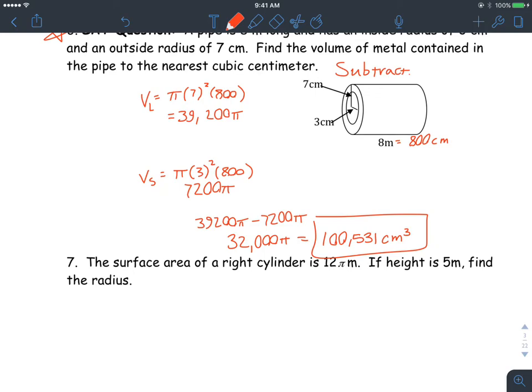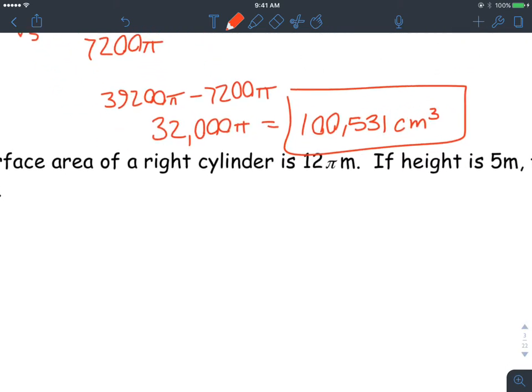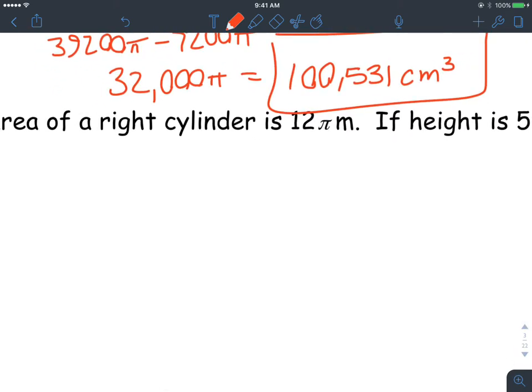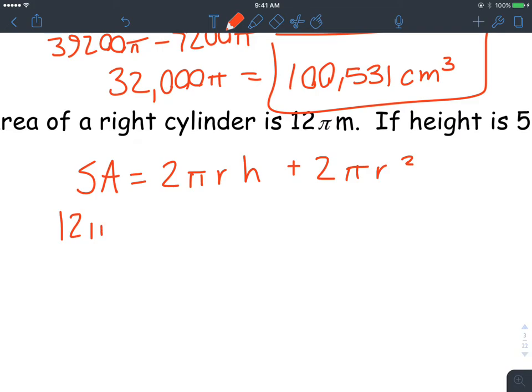So, okay, let's see here. The surface area of a right cylinder is 12 pi, and then if the height is 5, find the radius. Now, actually, you're going to have to use kind of a complex technique from Algebra 1 here, so you might need to review on that, but we'll talk about it as we go. So you have surface area. It's 2 pi rh, and then plus 2 pi r squared. And then we're going to plug in what we know. So we know the left-hand side, you have 12 pi, and then equals 2 pi. And then we don't know the radius, so I'll just leave it as r, but then we know the height is 5.